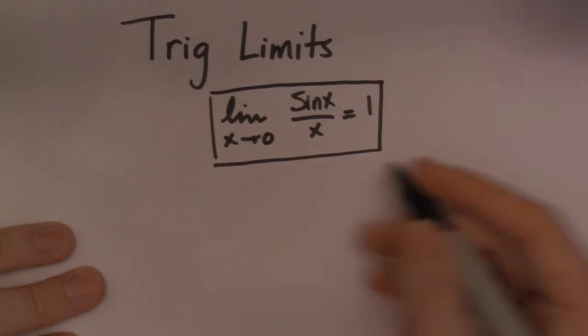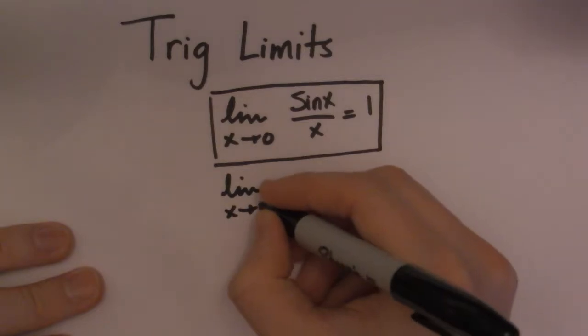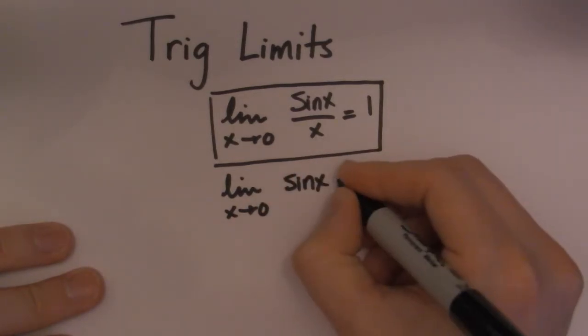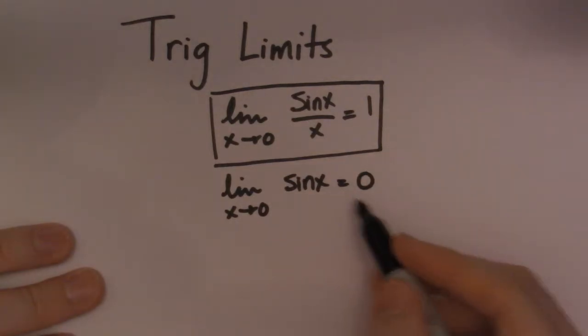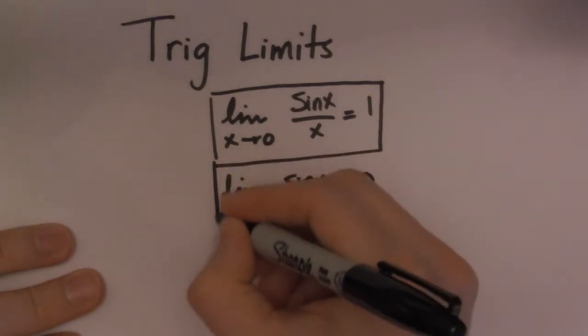So the next thing I tell my students that they need to know is that the limit as x approaches 0 of just sine x is equal to 0. And that's just direct substitution. Sine of 0 is just 0.